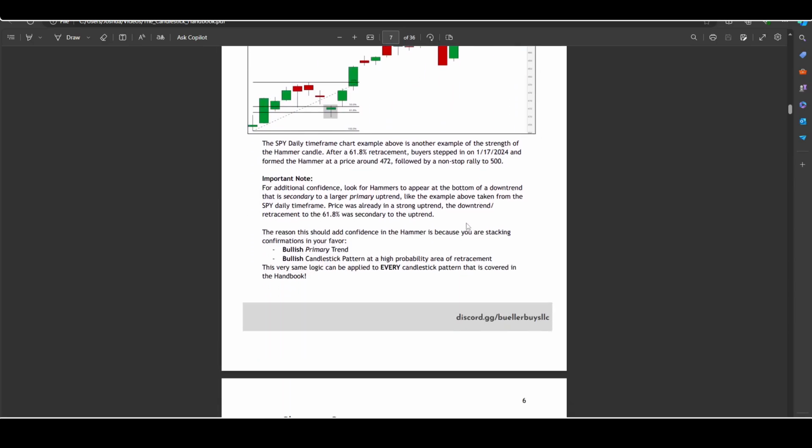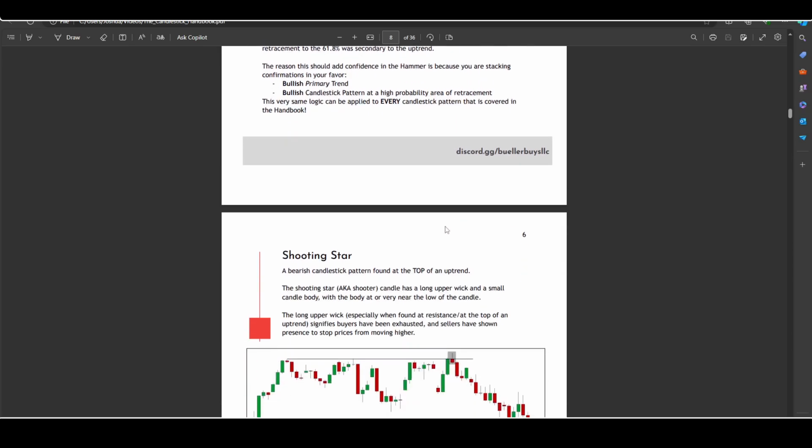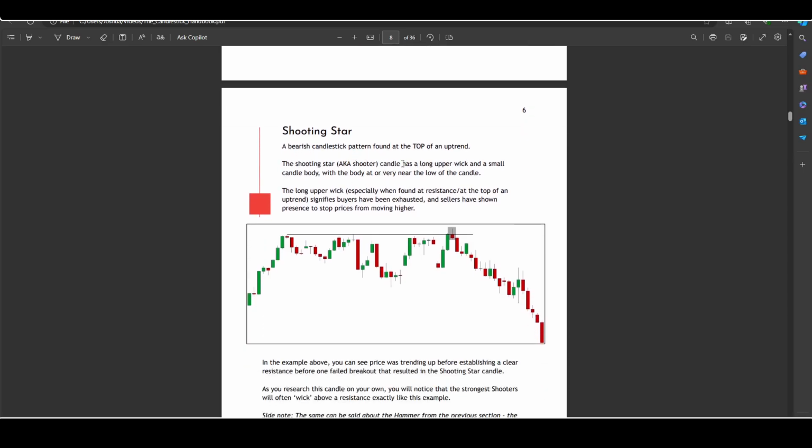If you know what a piercing line is, the opposite's a dark cloud cover. Opposite of a hammer is a star. So it's just very cool to kind of know that just for in the future, so you don't have to remember them as much. Even if you don't remember the names, at least you know that there's an opposite to every single one. And you'll sometimes hear us call this the shooter, shooting star, stars. There's just all kind of loose names we throw out there.